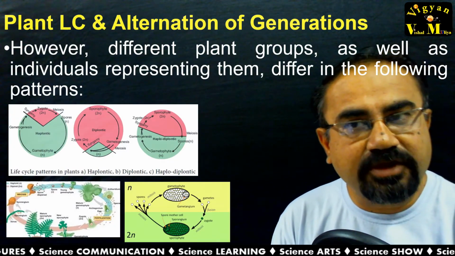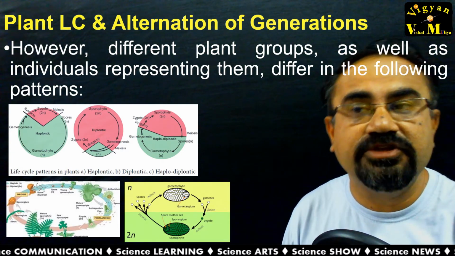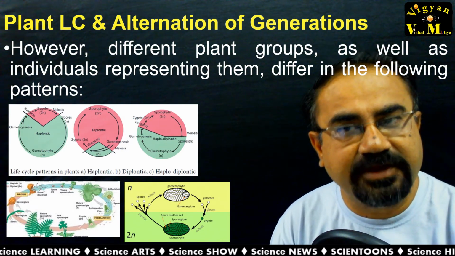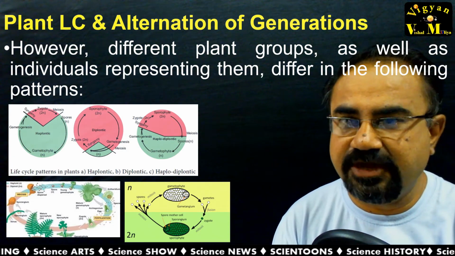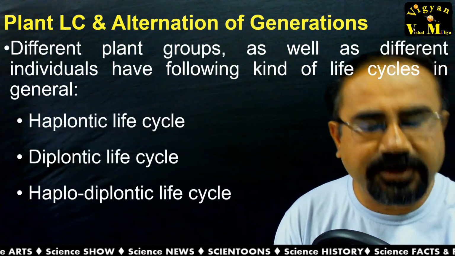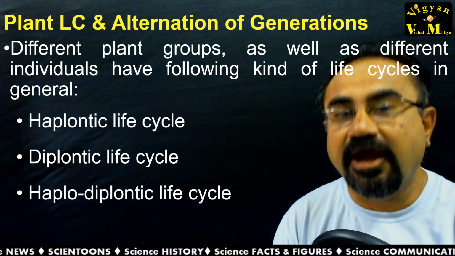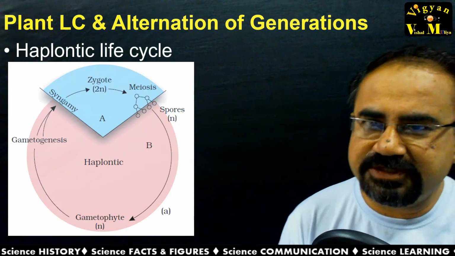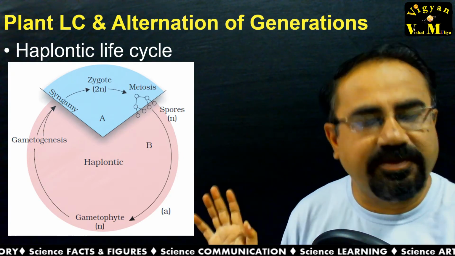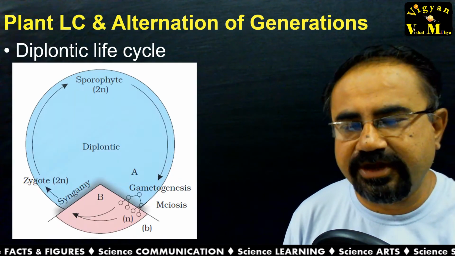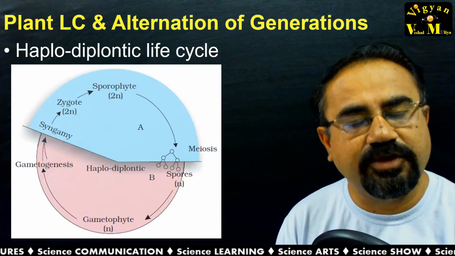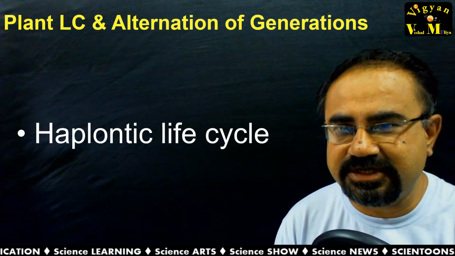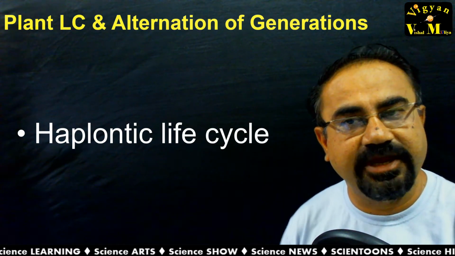However, different plant groups, and even different individuals, show it in a different pattern, and these different patterns can ultimately be represented by the haplontic life cycle, the diplontic life cycle, and the haplo-diplontic life cycle. Let me see the schematic diagram shown in the textbook. Here it is the haplontic life cycle, the next is the diplontic life cycle, and the third one is the haplo-diplontic life cycle. But unfortunately in the compact way it is very difficult to understand. So let me start with the haplontic life cycle.